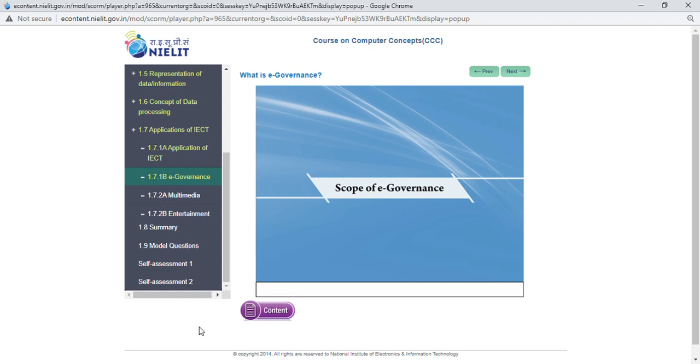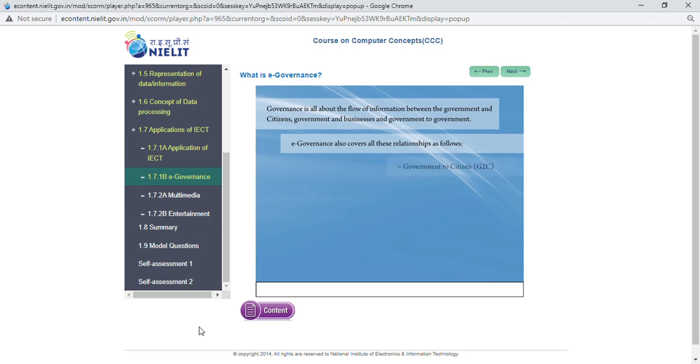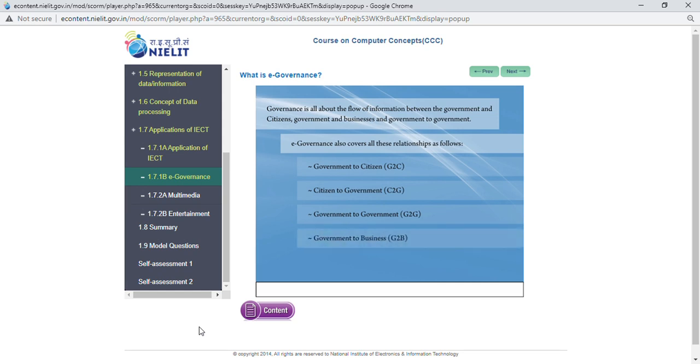Scope of e-governance. Governance is all about the flow of information between the government and citizens, government and businesses, and government to government. E-governance also covers all these relationships as follows: government to citizen, G to C; citizen to government, C to G; government to government, G to G; government to business, G to B.